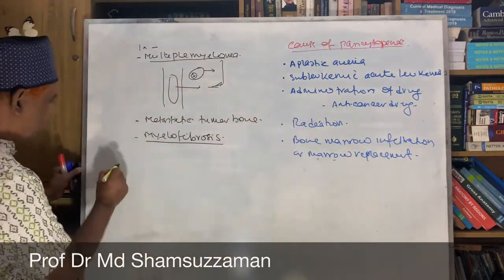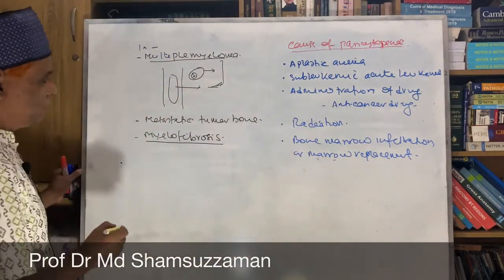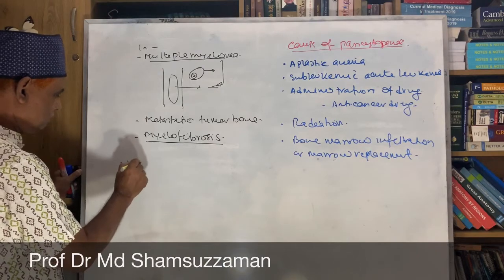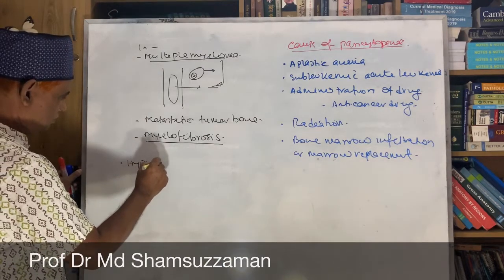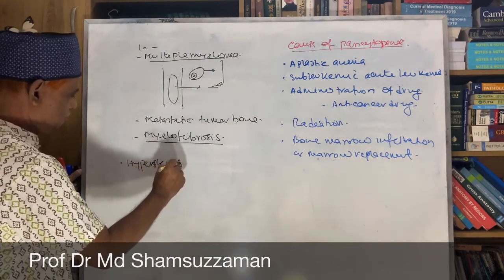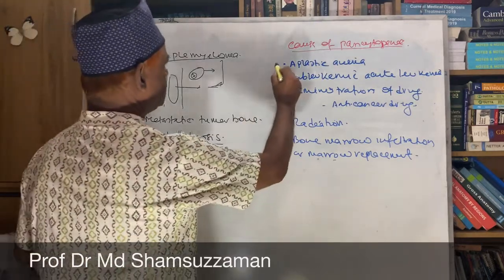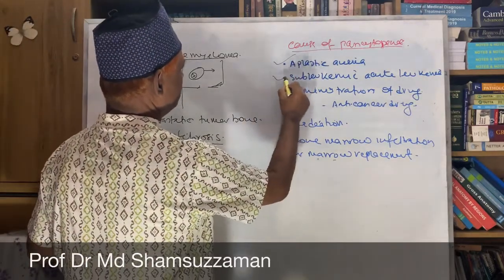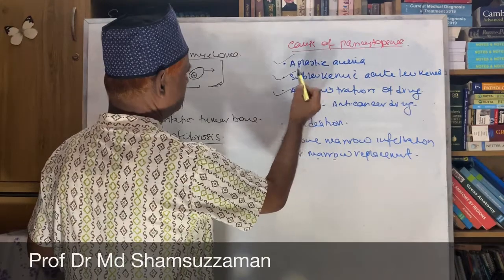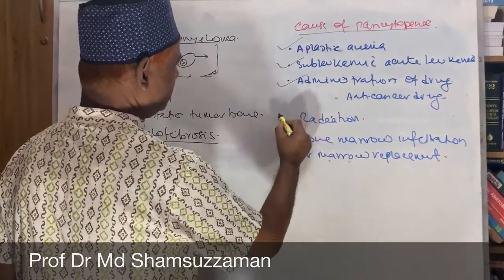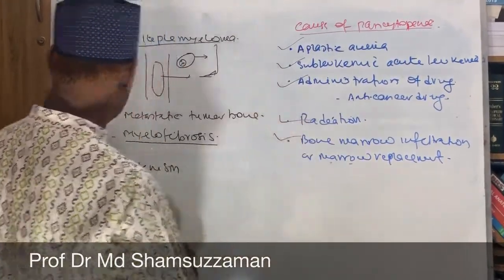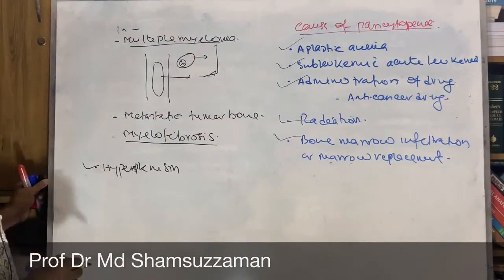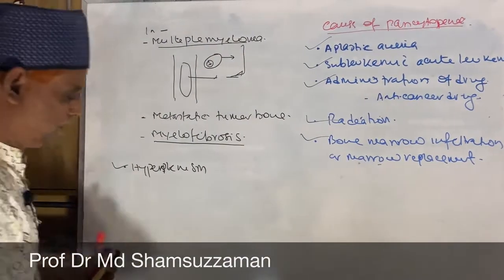And another cause of pancytopenia is hypersplenism. So, aplastic anemia, subleukemic acute leukemia, administration of drug like anti-cancer drug, radiation, bone marrow infiltration, hypersplenism, all are the causes of pancytopenia.